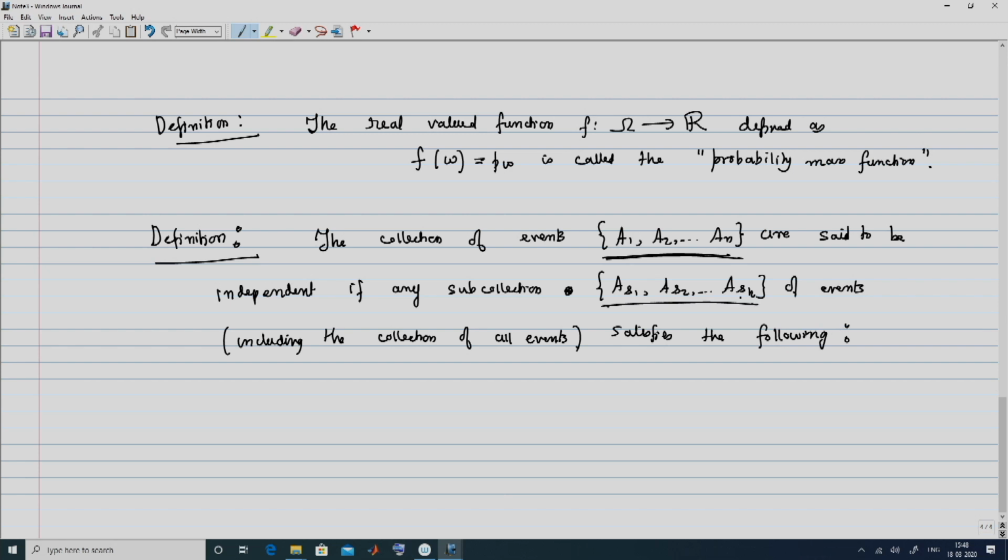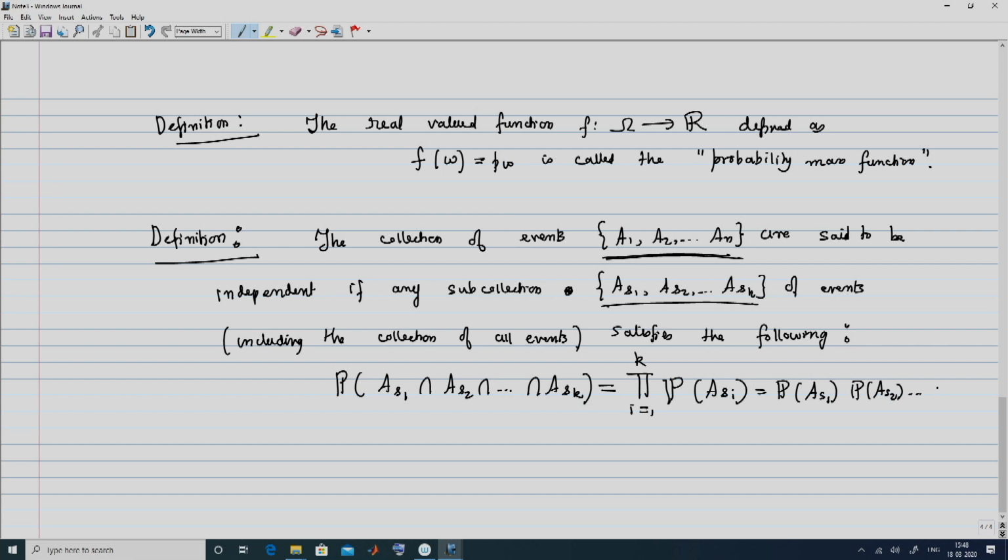This subcollection has to satisfy the following property: the probability of the intersection of AS1, AS2 all the way to ASK is simply going to be the product of the probability of ASi, i equal to 1 to k. That is, it is probability of AS1 into probability of AS2 all the way to probability of ASK.